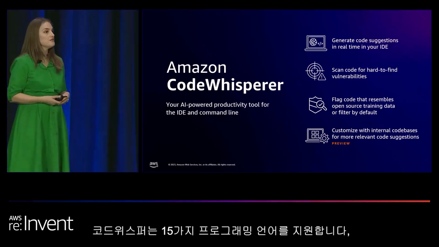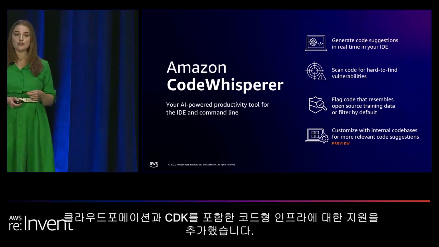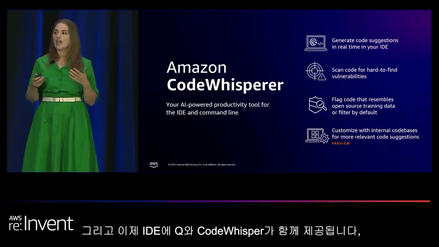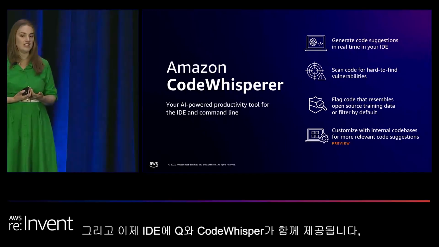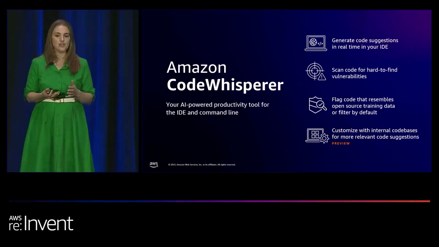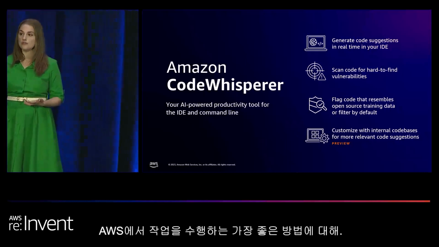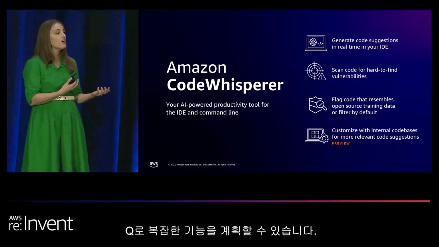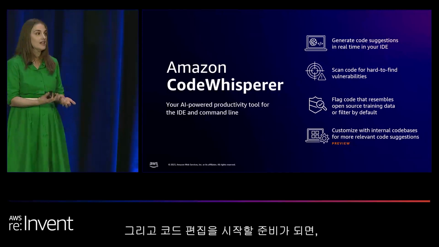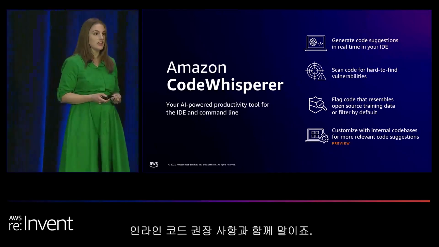Code Whisper supports 15 different programming languages, and this week we announced we also added support for infrastructure as code, including CloudFormation and CDK. And with Q and Code Whisper together now in the IDE, you can now complete these complex development tasks even faster. So you can interact with Q to ask questions in the IDE about the code, about the best way to do things with AWS. You can plan out complex features with Q. And then once you're ready to jump into editing your code, Code Whisper is helping you complete those tasks faster with those inline code recommendations.